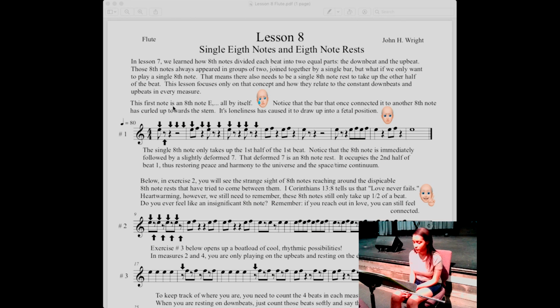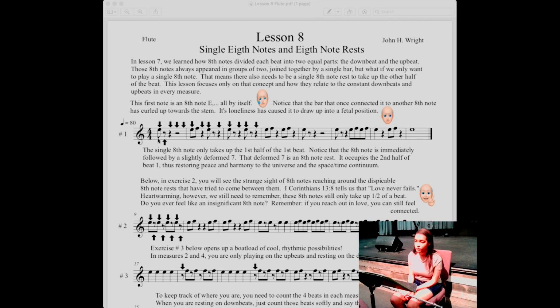The first note is an eighth note E, all by itself. See him right here? He's all by himself. Notice that the bar that once connected it to another eighth note has curled up towards the stem. Imagine if we sliced off this second eighth note right there. That little bar has curled up towards the stem like that. So its loneliness has caused it to draw up into a fetal position. Sadness.